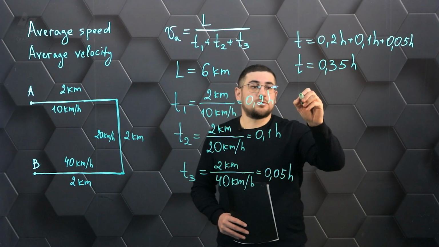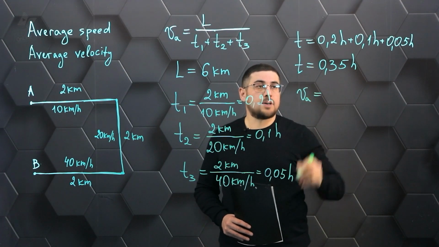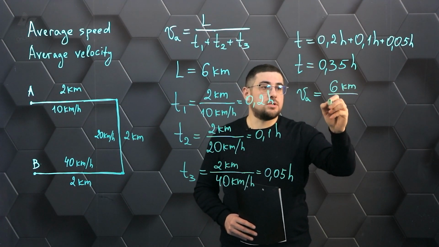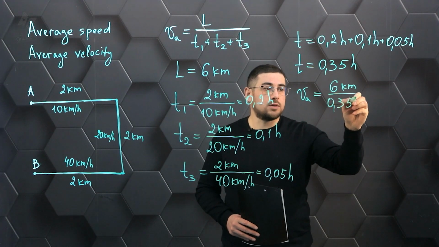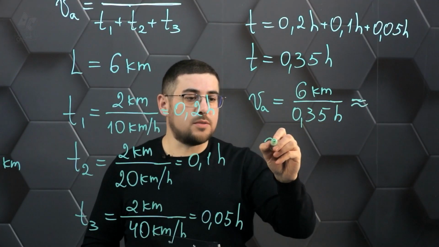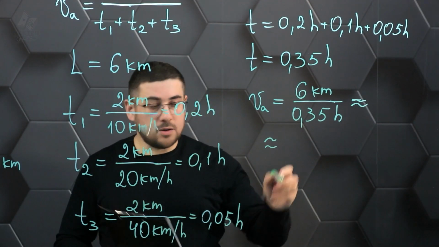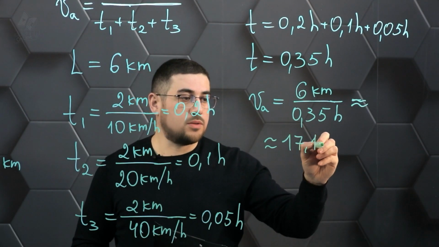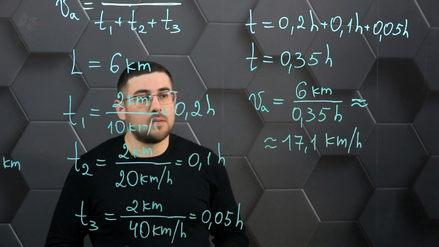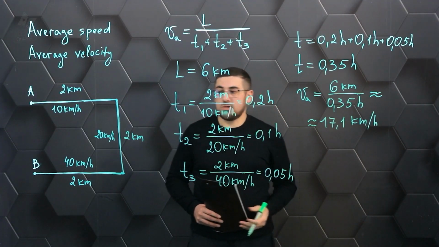Let's calculate the average speed by modulus. To do that, we divide the total distance of 6 kilometers by 0.35 of an hour. So here we have an approximate answer, which is 17.1 kilometers per hour. This was the average speed by modulus.